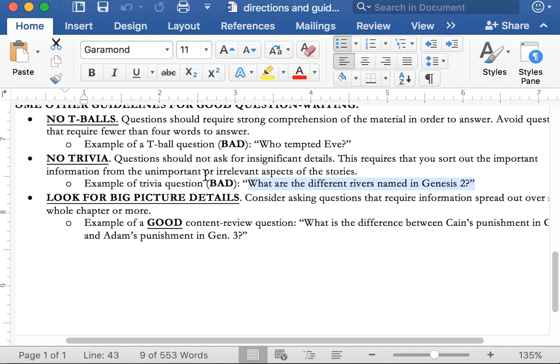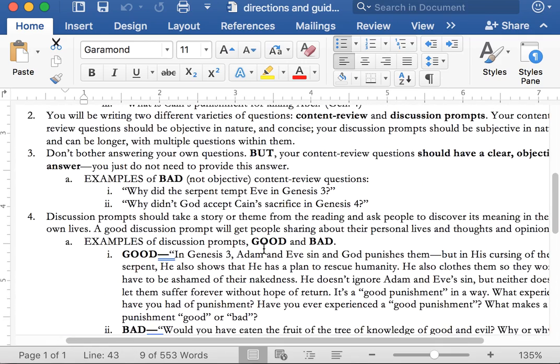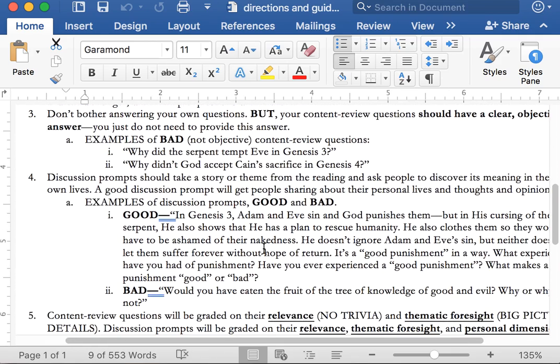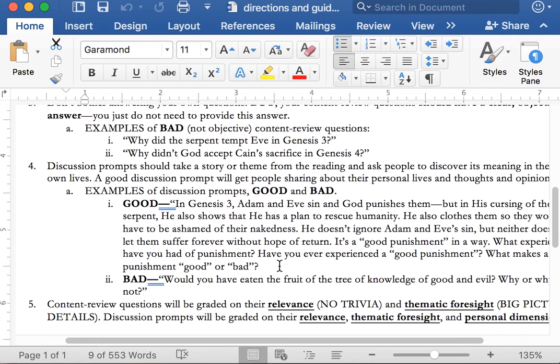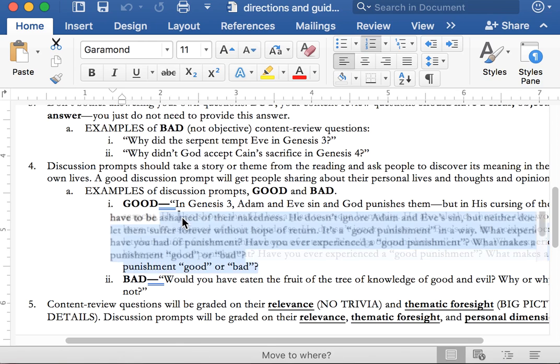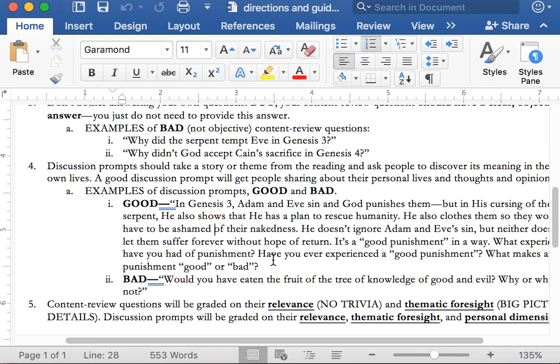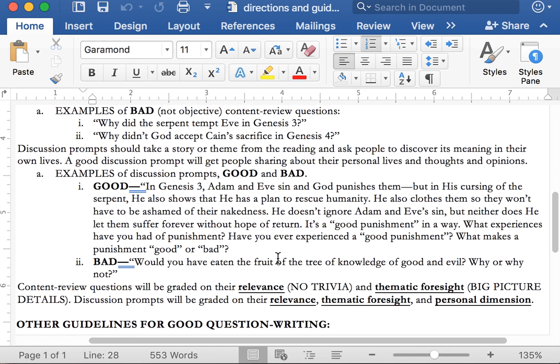So, yeah, no T-ball questions, no trivia questions, and then look for big picture details. Read those guidelines. For the other type of question, the discussion prompt, think about when you go on dashboard and answer those discussion forum questions. That's the kind of question you're going to make. I have an example of a good one here. Basically, what experiences have you had of punishment? Have you ever experienced a good punishment? What makes a punishment good or bad?